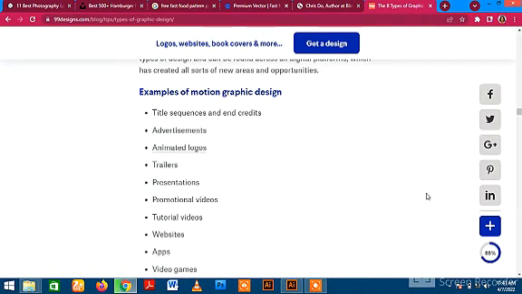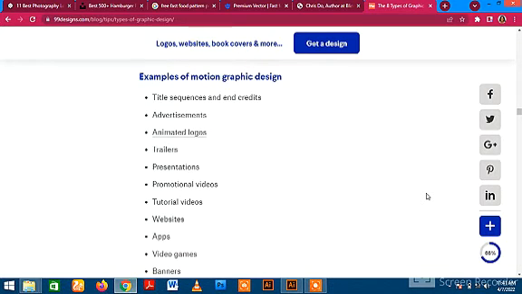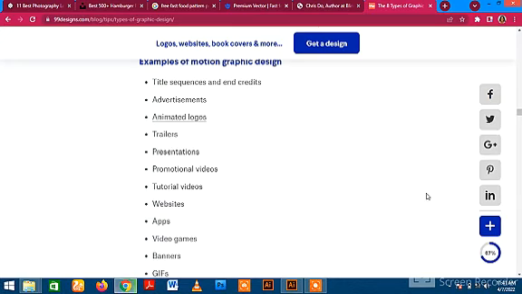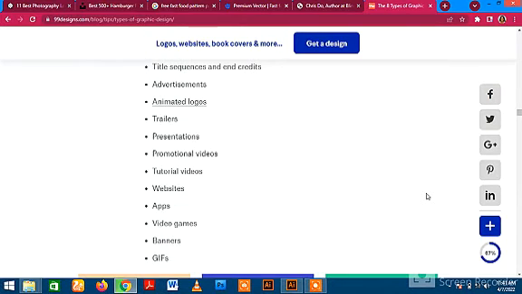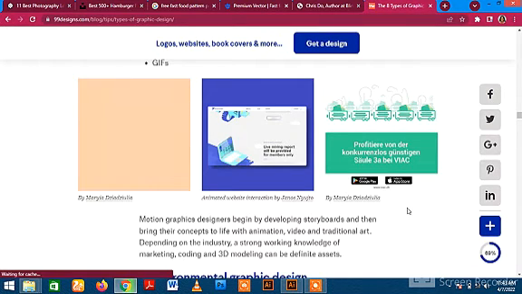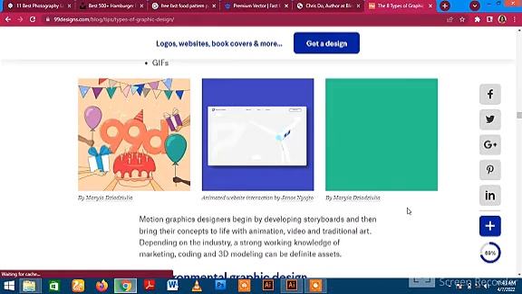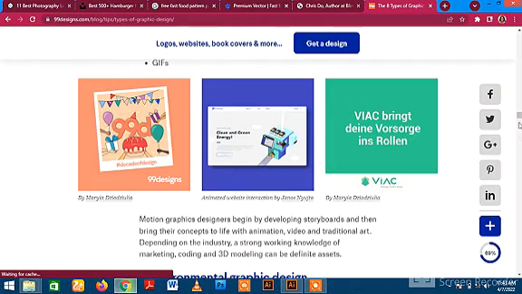So what are examples of motion graphic design? We have title sequences and end credits for movies, advertisements, animated logos, and movie trailers. Did I tell you that I love movies? Well, I love British movies. Then presentations, promotional videos, tutorial videos, websites, and so on and so forth. One thing to know about motion graphic design is that these are designs that move, like animated logos that move up and down, that sort of thing.